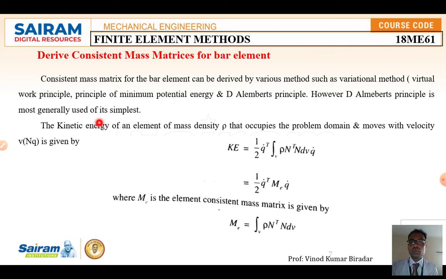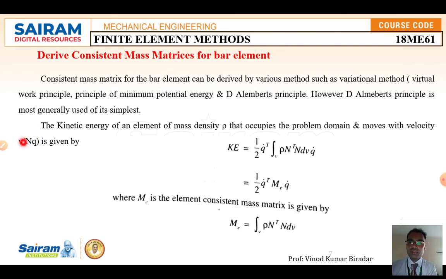Consider a small strip of a given element, that is the kinetic energy of an element of mass density rho that occupies the problem domain and moves with a small velocity v equal to N q dot. Here the dot is missing.